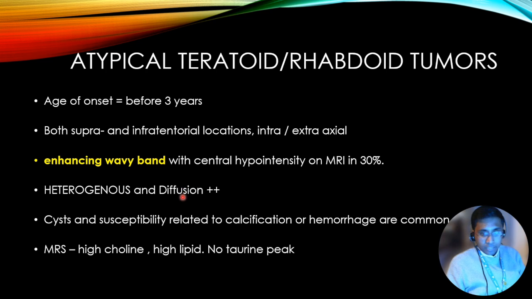It can be intra- or extra-axial. Sometimes on MRI, on the post-contrast images, an enhancing wavy band has been described with central hypointensities. They tend to restrict and they are quite heterogeneous. They tend to be lateral as well. And as the heterogeneity goes, they can be cystic, and they can be associated with calcifications and intratumoral hemorrhage. Whereas medulloblastomas, on the other hand, are much more homogeneous. That is one way to differentiate between the two.